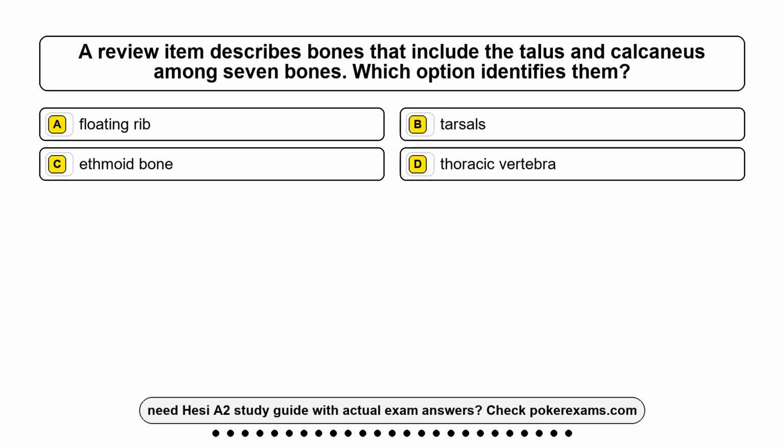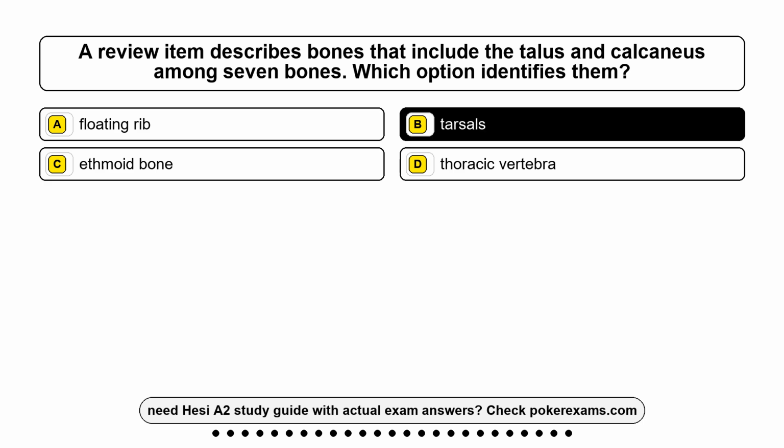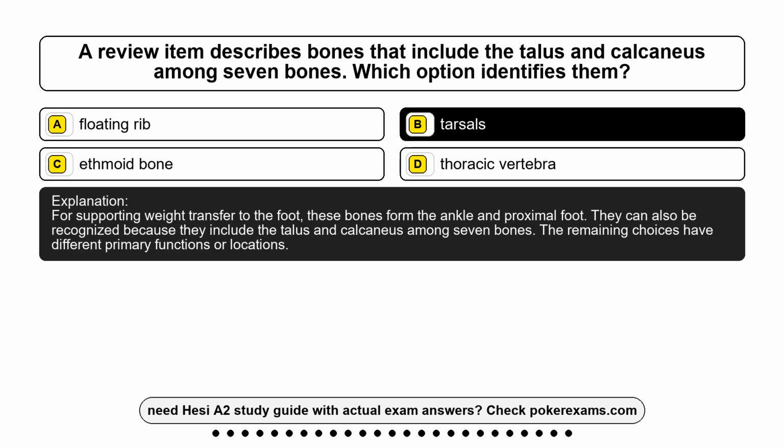Option C, ethmoid bone. Option D, thoracic vertebra. The correct answer is option B, tarsals. For supporting weight transfer to the foot, these bones form the ankle and proximal foot. They can also be recognized because they include the talus and calcaneus among 7 bones. The remaining choices have different primary functions or locations.